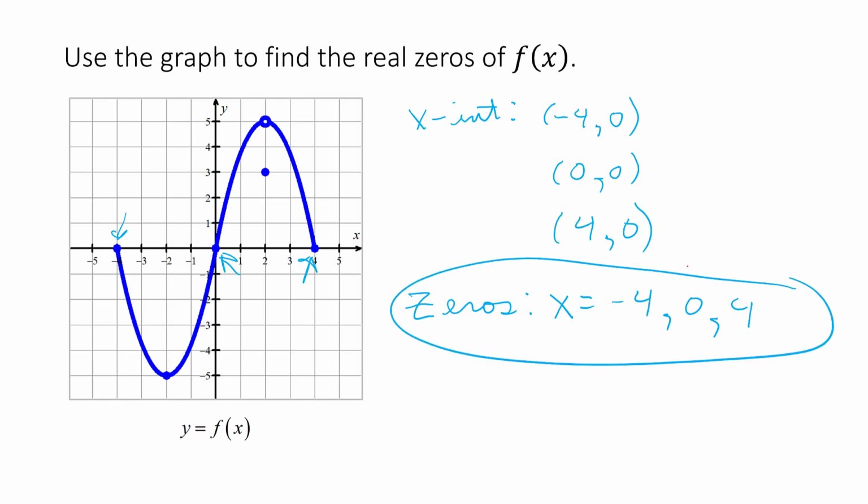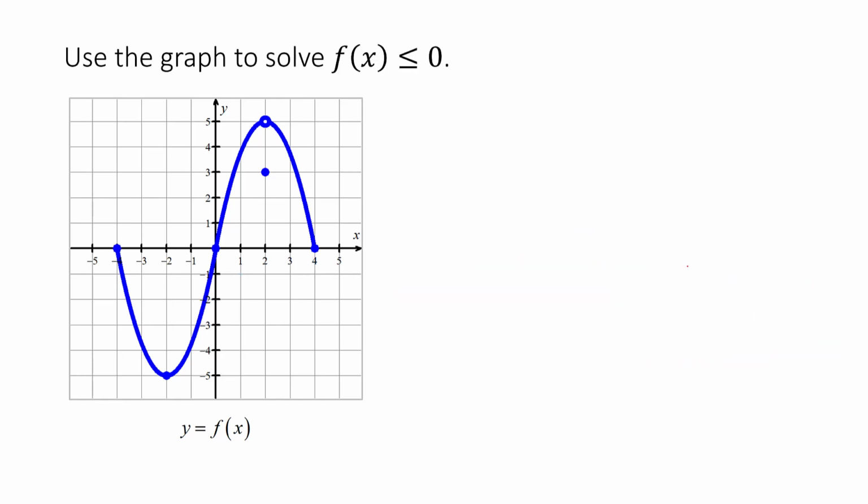All right, and moving on. Use the graph to solve f of x less than or equal to 0. So this is where y is less than or equal to 0. This is going to be where our graph, where y equals 0, or where y is less than 0. In other words, where our graph is on the x-axis or below the x-axis. So we have a point here, here, and here where our graph is on the x-axis. It's below the x-axis between these 2 points, right?